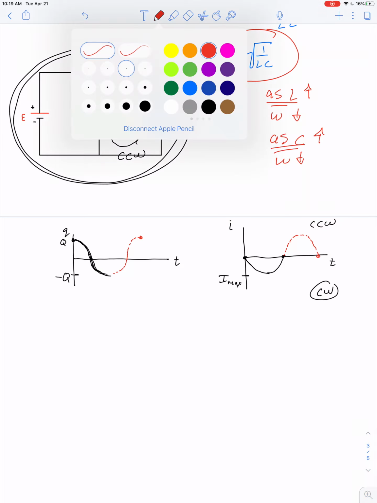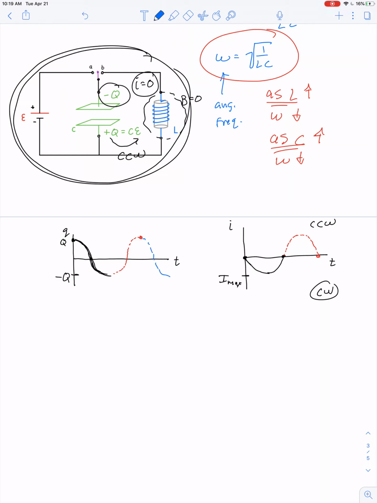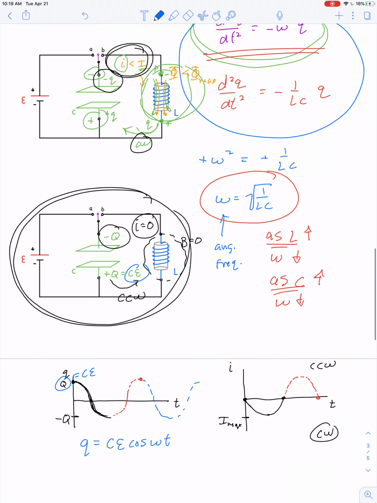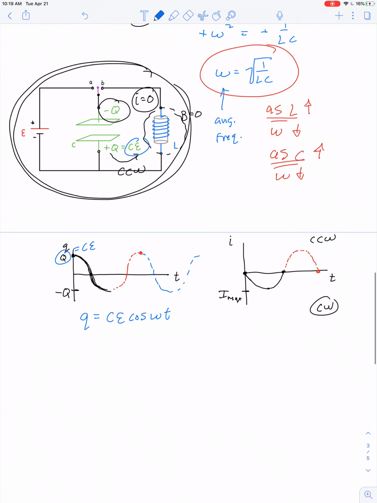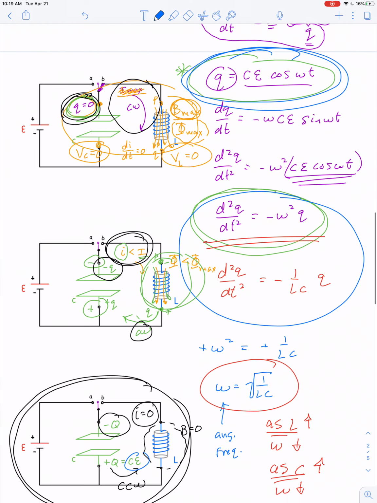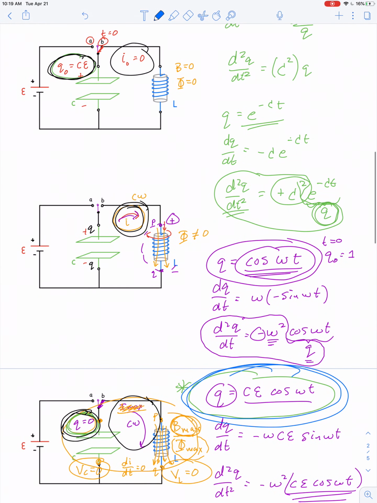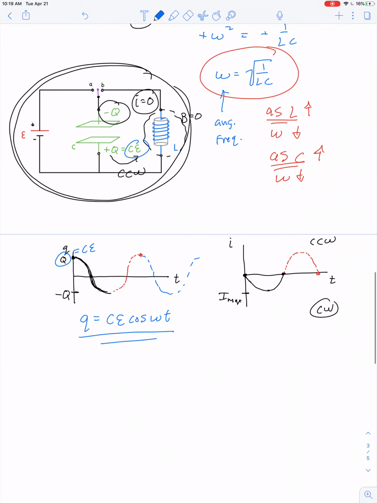Now, does this agree with our predicted equation? In fact, if we continue the graph, it just goes on, and we're really just graphing cosine. So this would suggest that Q is equal to CE. Isn't that what this Q max was equal to, right? CE times cosine of omega t. Sure, that's exactly what we guessed. And that's exactly what we've graphed based on our conceptual explanation of how this capacitor is discharging through the inductor in time.